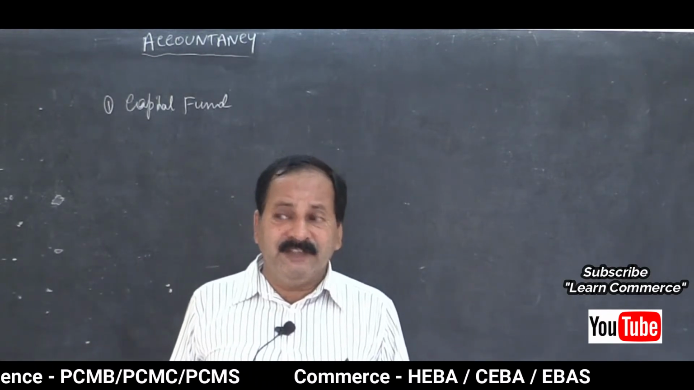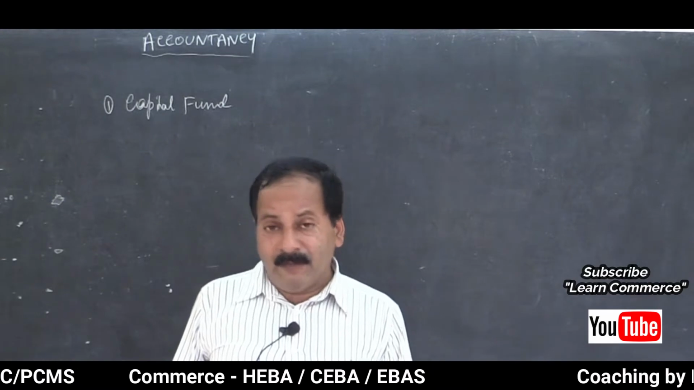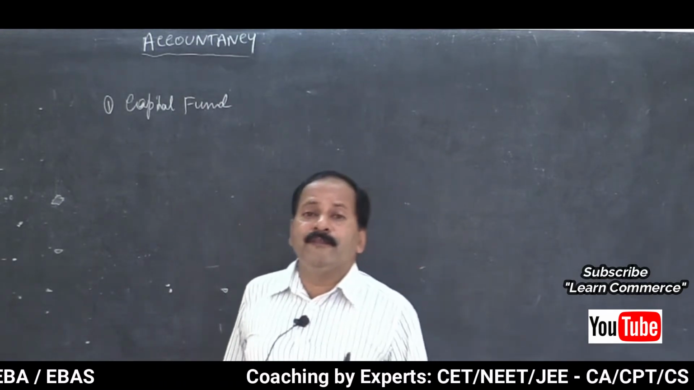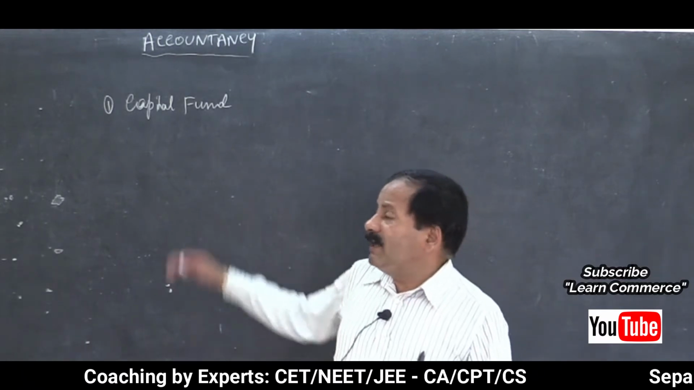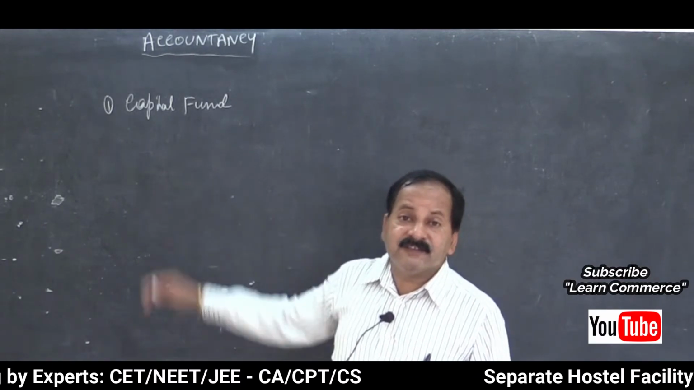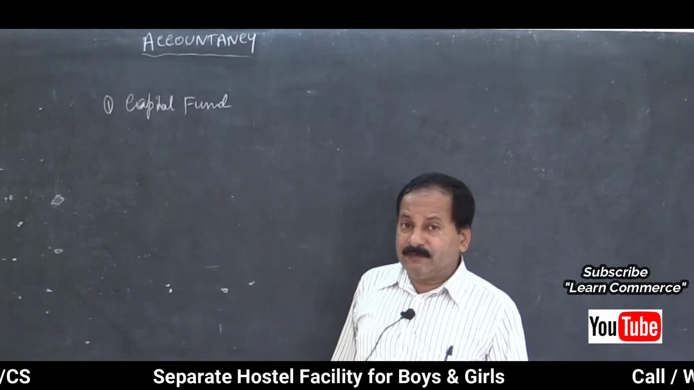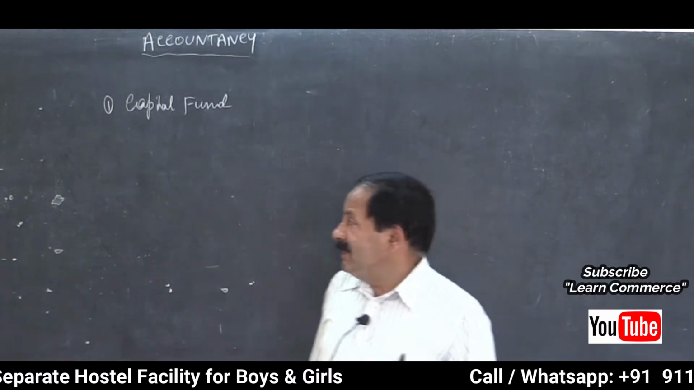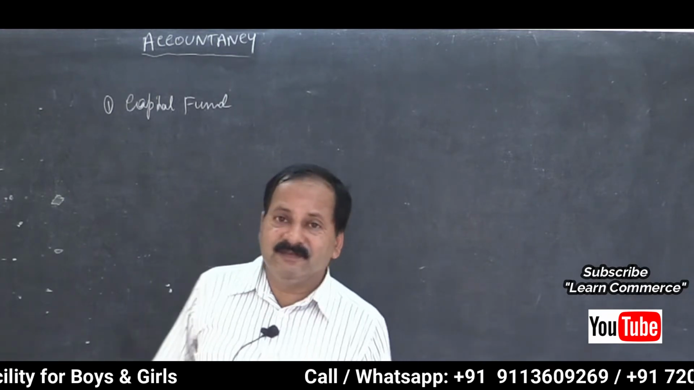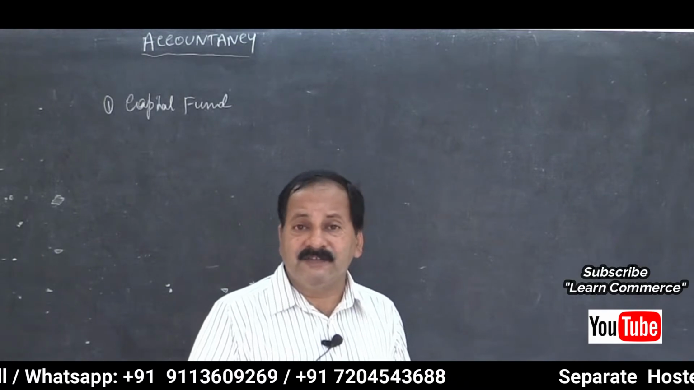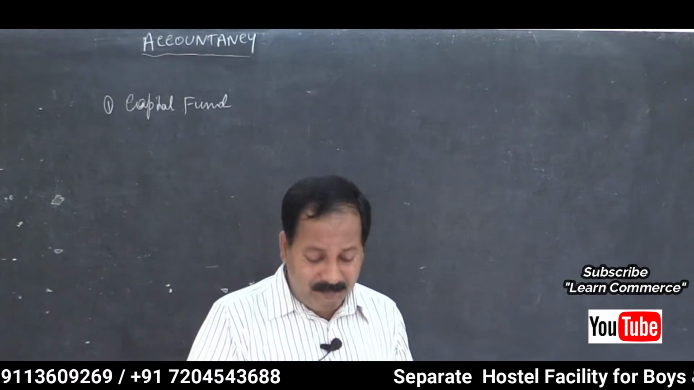capitalized receipts like entrance fees, legacies, life membership fees, isn't it? And the opening balance of capital fund of last year, and the current year's surplus will be added and deficit will be deducted from it. So it includes capitalized receipts and current year surplus. So this is about capital fund.